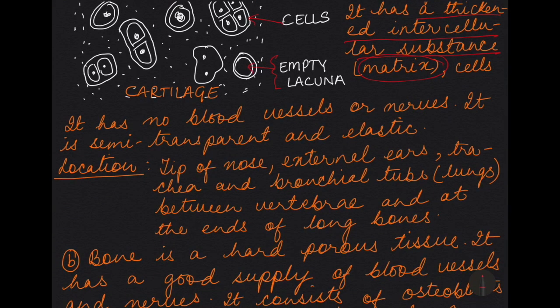Now the cartilage has no blood vessels or nerves. That is why you can easily pierce your nose or the ears. Why? Because there are no nerves and you will not feel any pain. And it is semi-transparent and elastic. That is why your ears can be pulled, your nose can be pulled. It is slightly elastic and it is semi-transparent. If you stand against light, you will see the blood that is inside the ears.